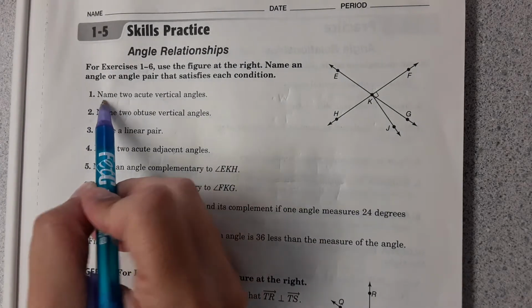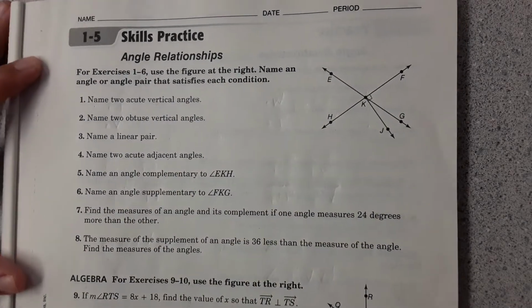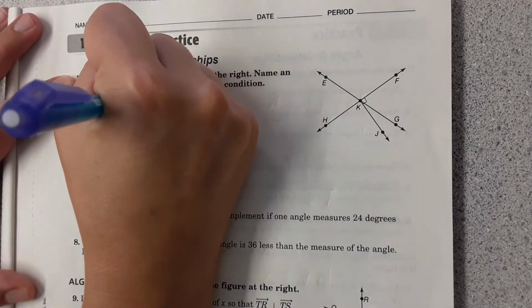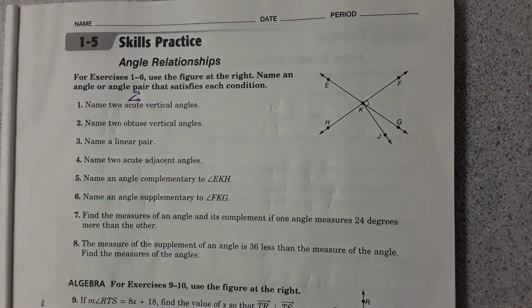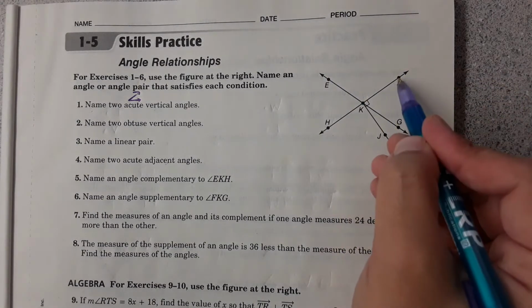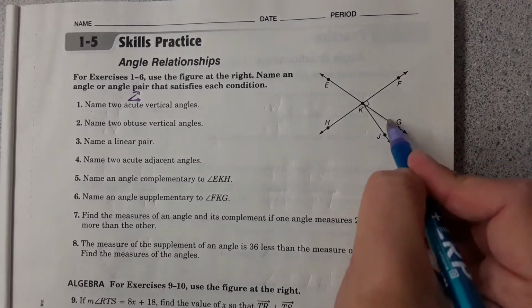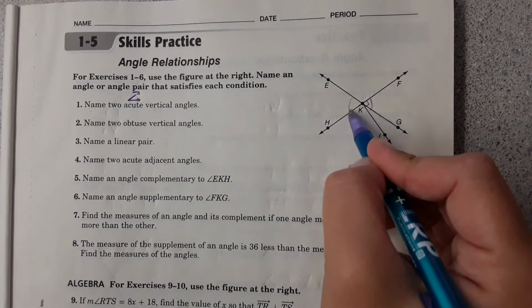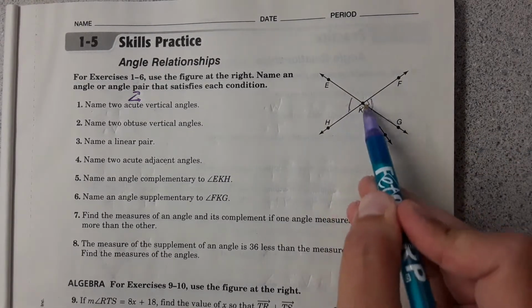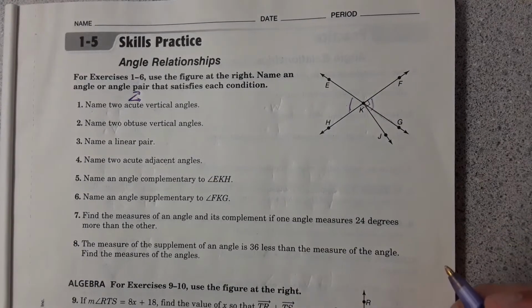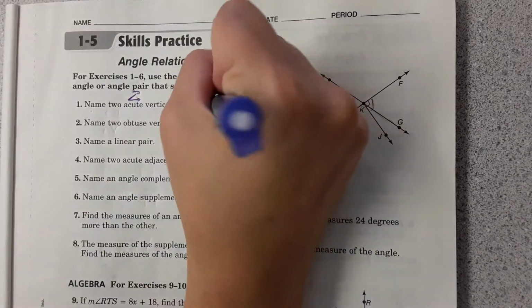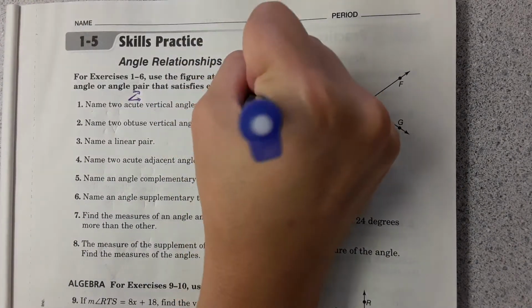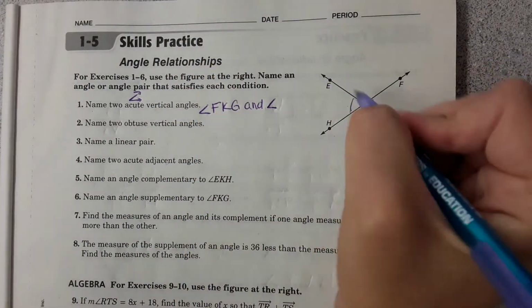Okay, so the first one says name two acute vertical angles. Well, acute angles, as we reviewed yesterday, are smaller angles. Vertical angles are opposite one another. Something I see right here are acute vertical angles. This angle and this angle are vertical, and they're also acute. So my answer here will be angle FKG and angle EKH.